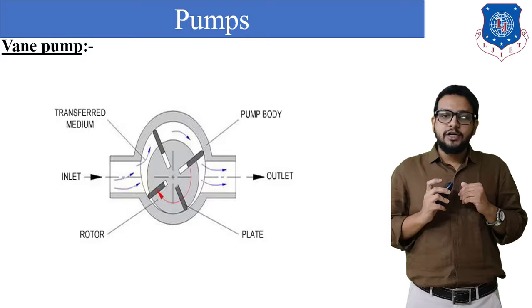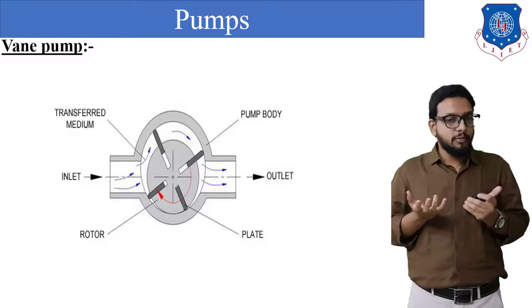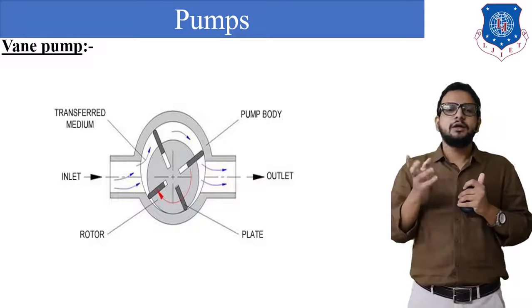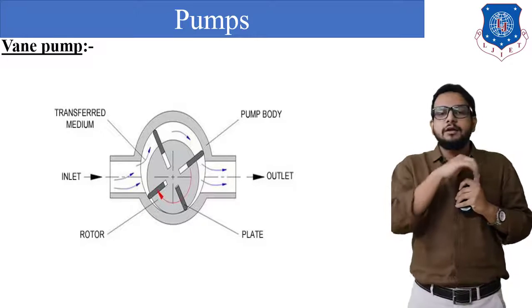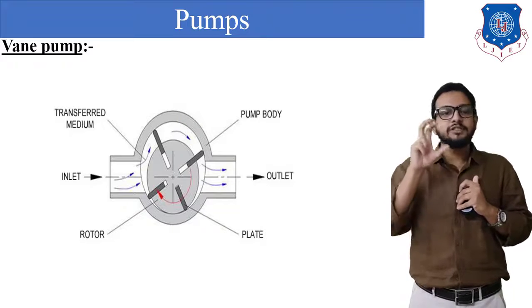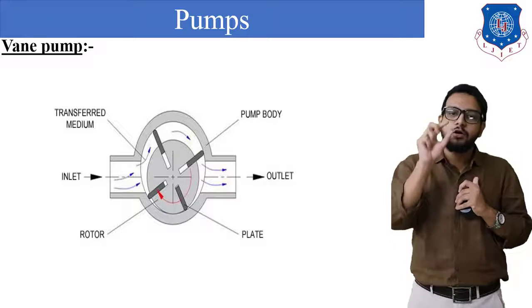Now how is it going to operate? Let's begin with the working. First we supply mechanical power to the pump shaft. It is going to rotate at a high speed. The rotor is going to rotate. Now at the inlet side, liquid is going to enter the casing. It will first be trapped in between the casing and the rotor.